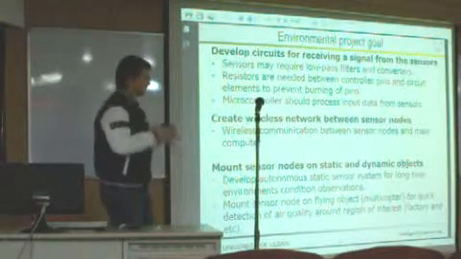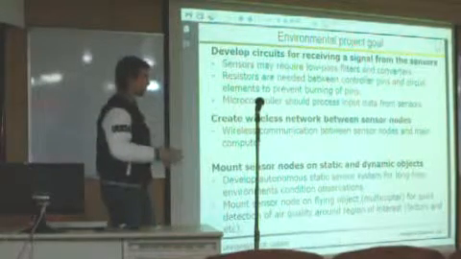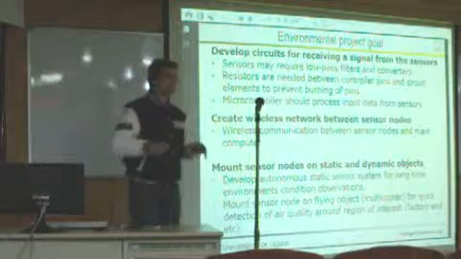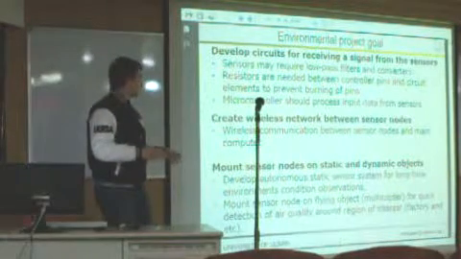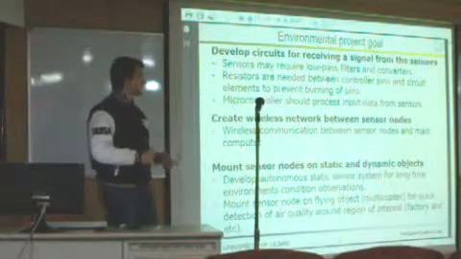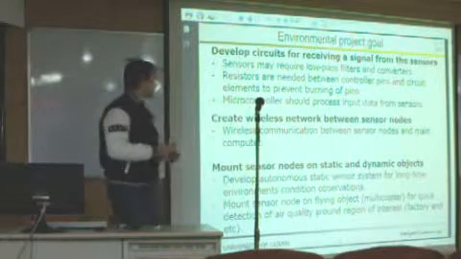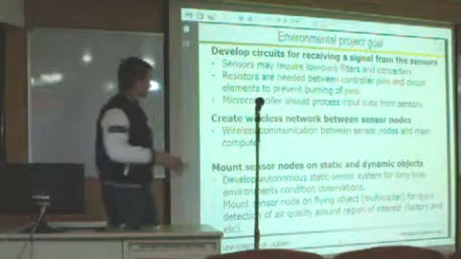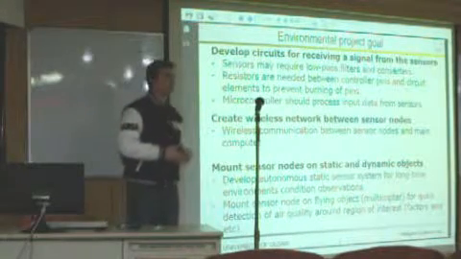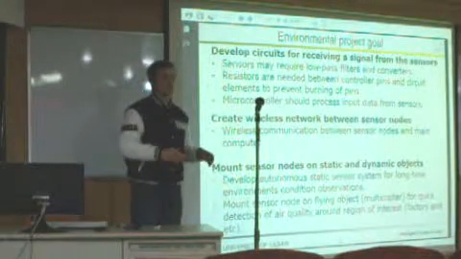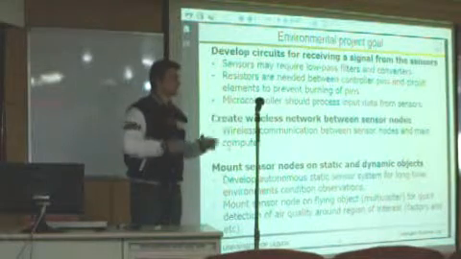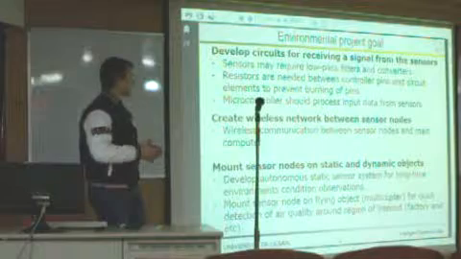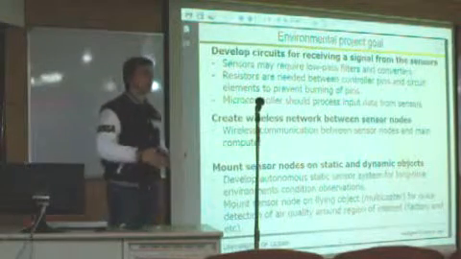And the final step of the project is to mount sensor nodes on static and dynamic objects. We should develop an autonomous static sensor system for long-time environment condition observations. And second is to mount a sensor node on a flying machine like a multicopter and on an ISLab golf cart for detection of air quality around some region of interest.